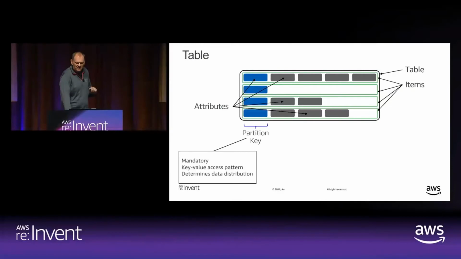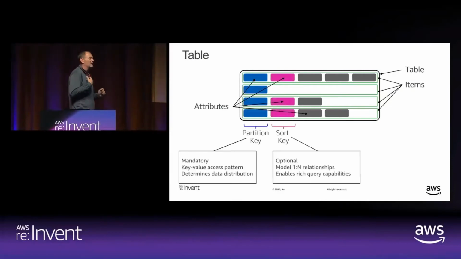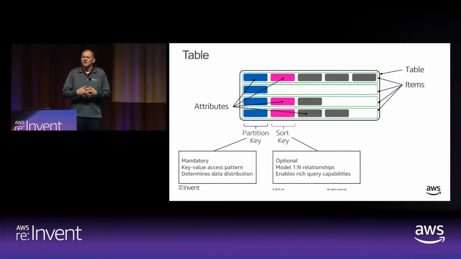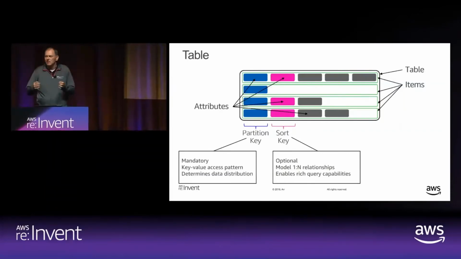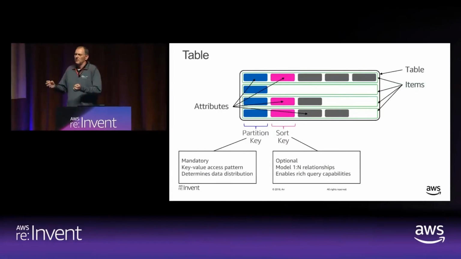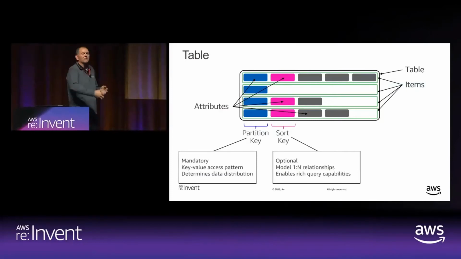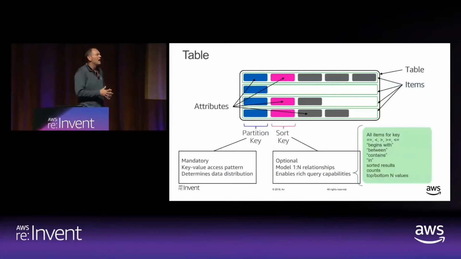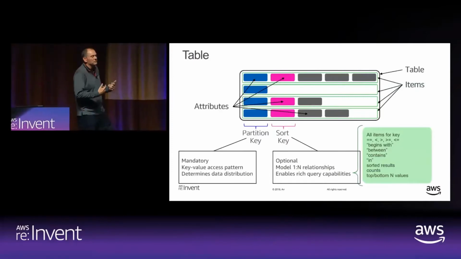I can also include an optional sort key attribute, and when I do this, it gives me the ability to execute complex range queries against the items that are in those partitions. So you can think of the partition as now a folder or a bucket that contains items, and the sort key orders the items within that folder. And so when I query those partitions or those folders, I can execute those queries with complex range operators.